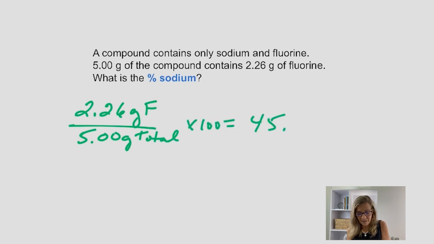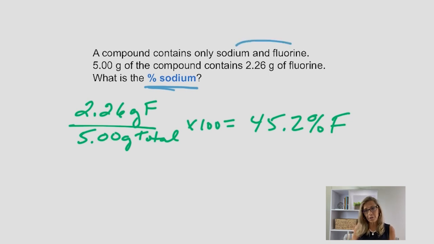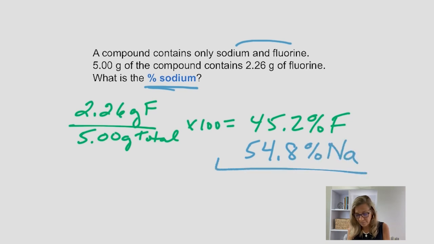That would give me 45.2% fluorine. But that's not what the question was. The question was, what's the percent sodium? Well, if it only contains sodium and fluorine, then I know that 100 minus the fluorine percentage would give me the sodium, which is 54.8% sodium. Okay, so mass percent problems are really pretty simple as long as you think things out, write things out, and hang on to your sig figs.